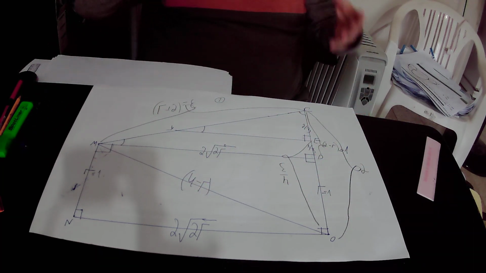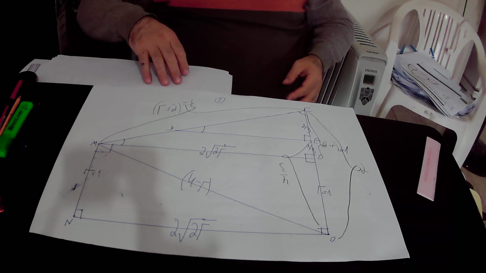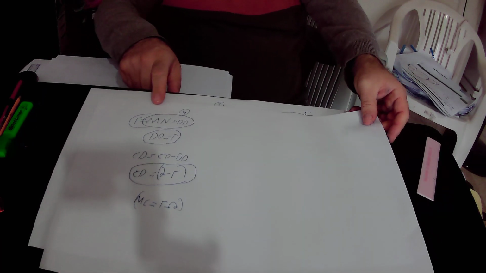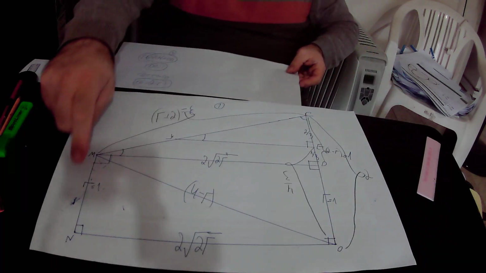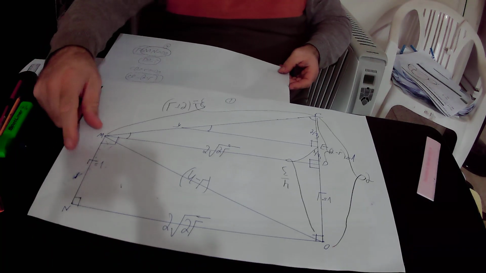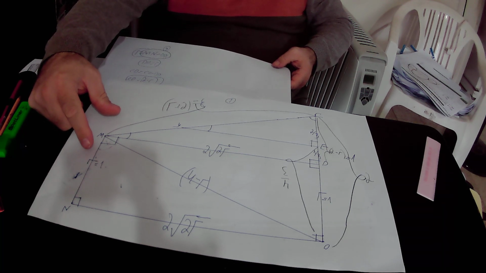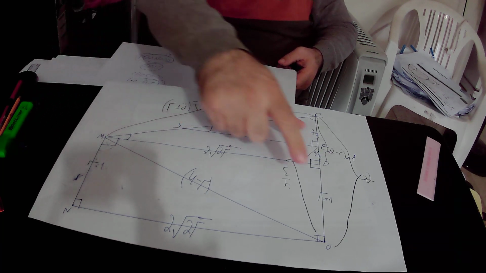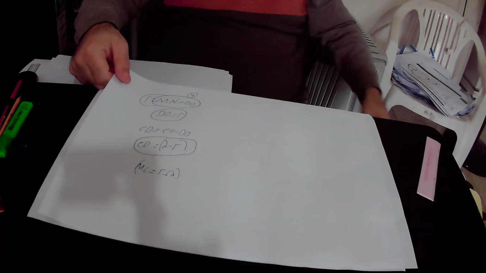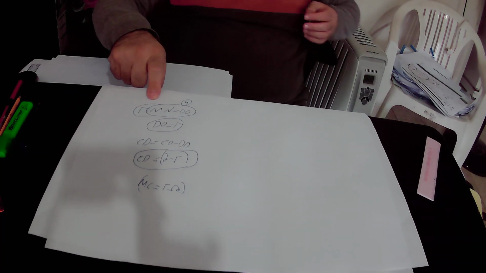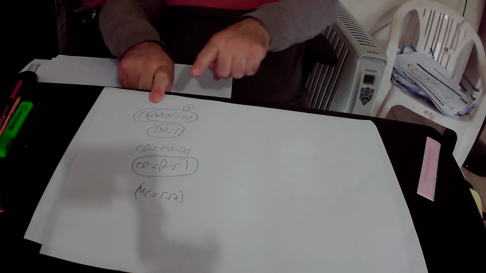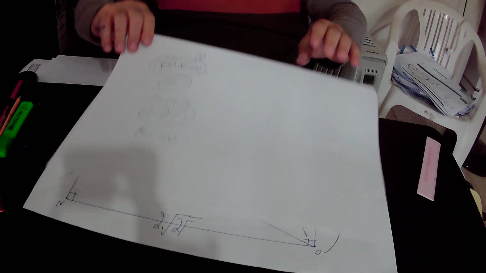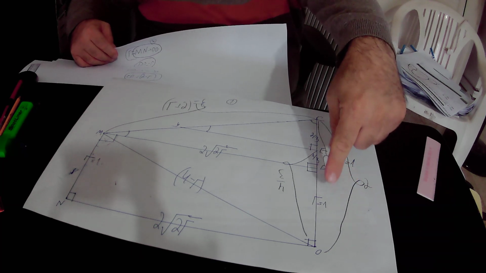According to rule number 4, the opposite sides of a rectangle are equal to each other. Again, according to rule number 4, MN equals DO, and we know that MN is the radius of the small circle, that is to say it equals R. MN equals DO according to rule number 4. Since MN equals R, from this equality we conclude that DO also equals R, the radius of the small circle.